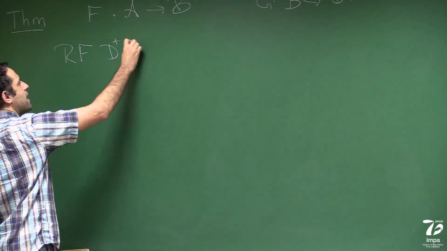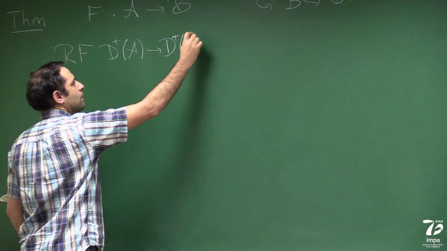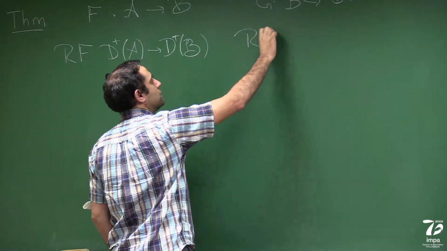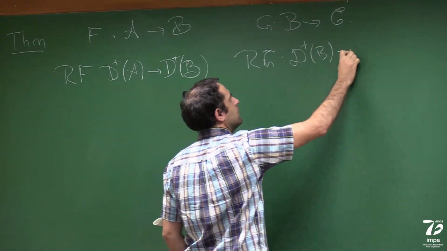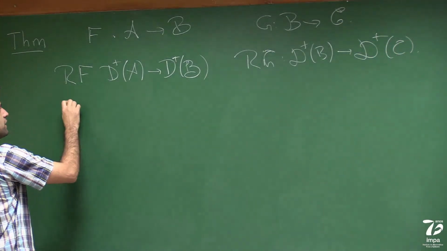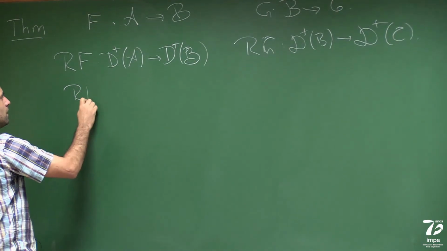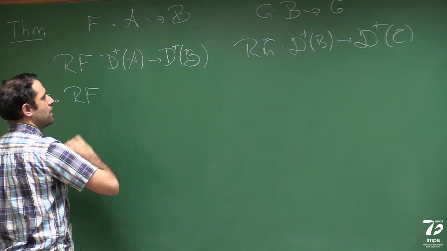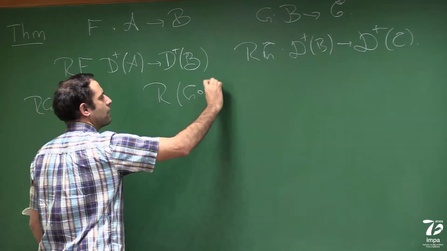Then we had the corresponding derived functors from D plus A to D plus B. And we had the derived functor of this G from D plus B to D plus C. We have the composition of these two. These are exact functors, so we have the composition of these two guys, and we also have this functor, which is the derived functor of the composition of these two.